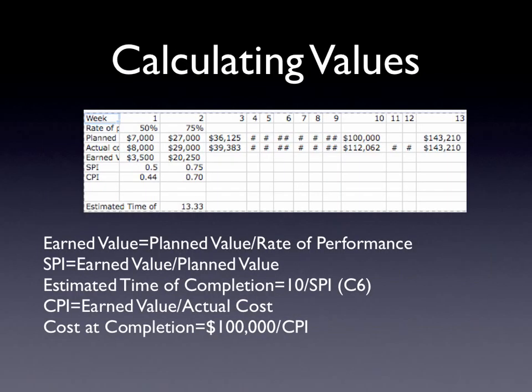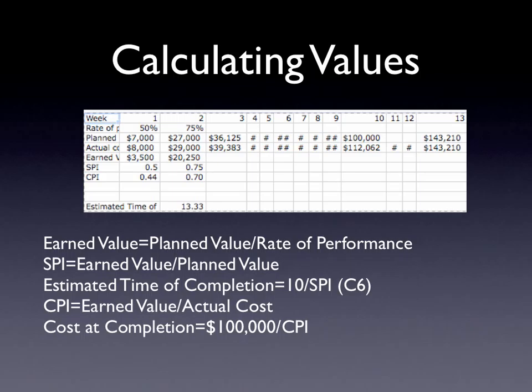First, we calculate the earned value by dividing the planned value by the rate of performance. This yields $3,500 and $20,250 for weeks 1 and 2, respectively. Next, we get the schedule performance index by dividing the earned value by the planned value, which yields 0.5 and 0.75 for weeks 1 and 2.